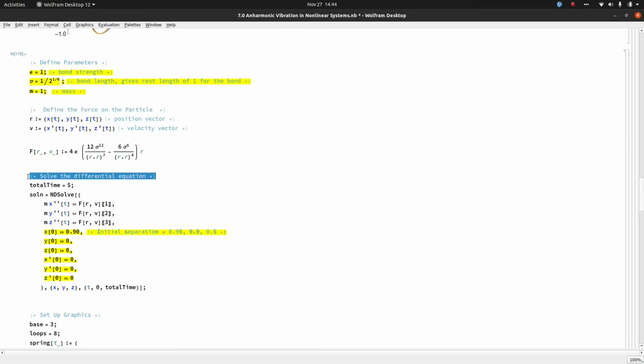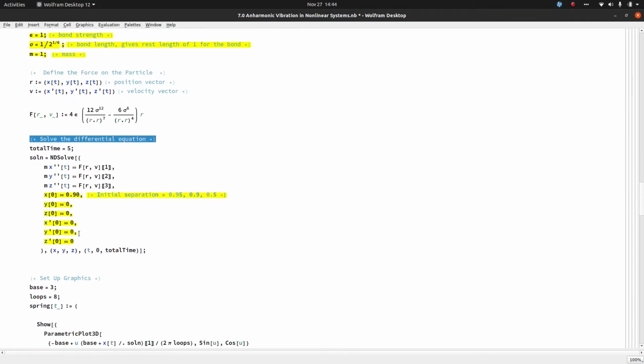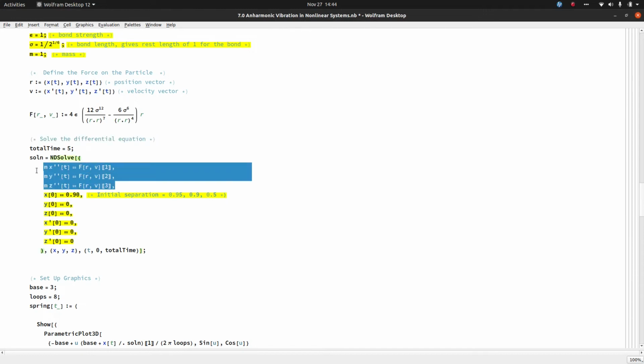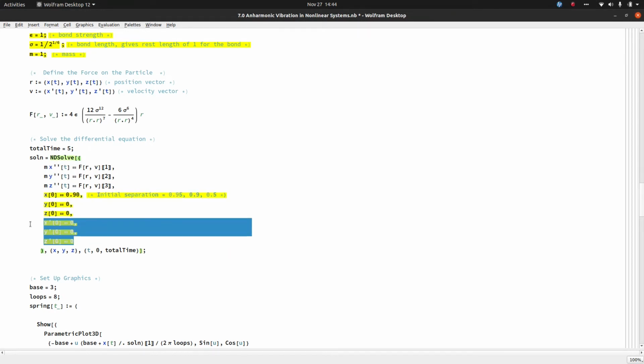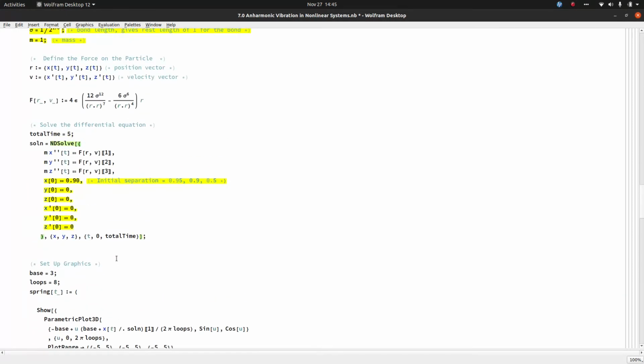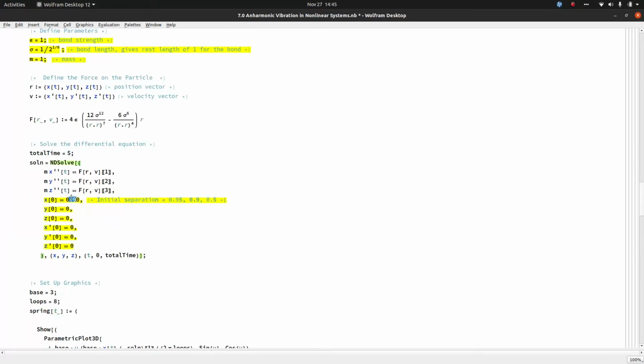We're going to solve the differential equation. We do have to plug in our values. Mass times acceleration equals the force. We do that for each of the 3 components, x, y, and z. We set up the initial positions of the x, y, and z components. We set up the initial velocities of the x, y, and z components. And then we'll output some graphics to make it look nice.